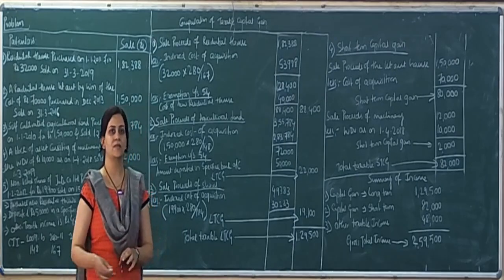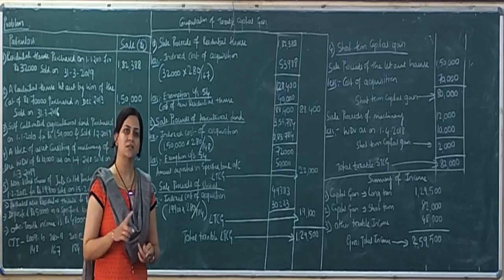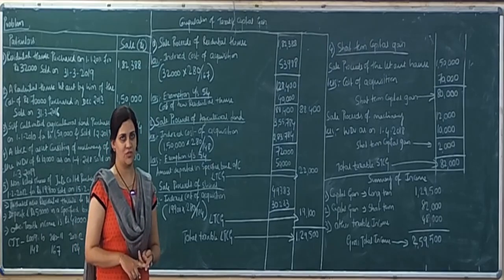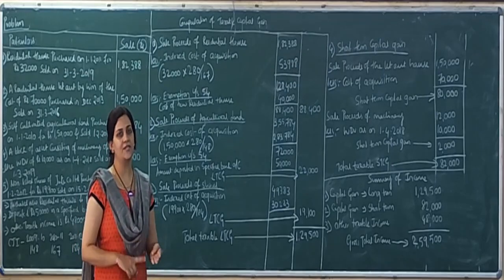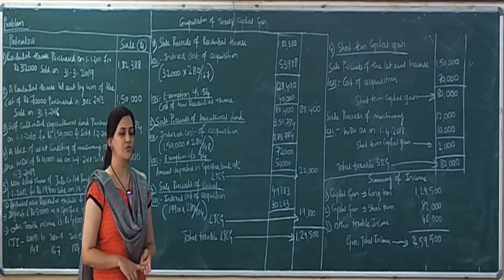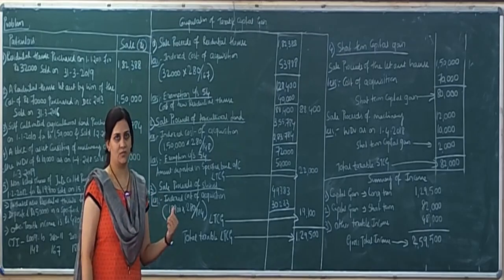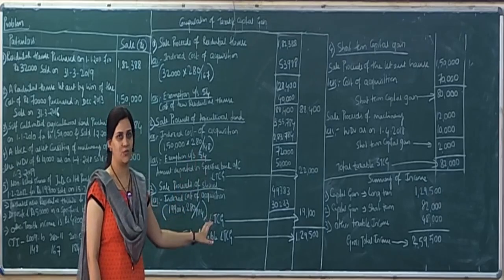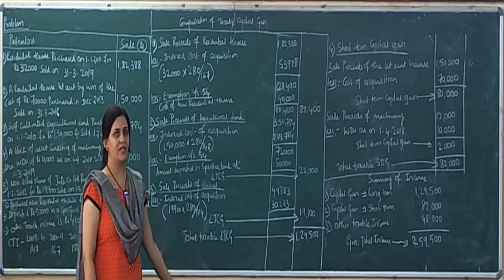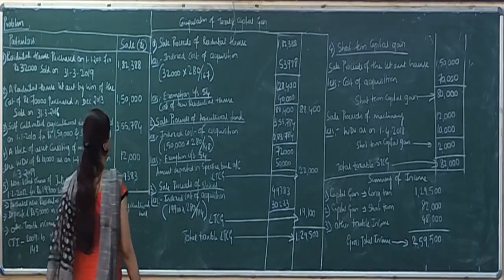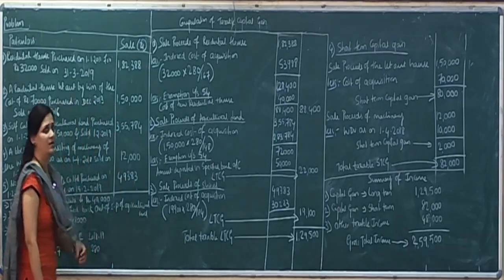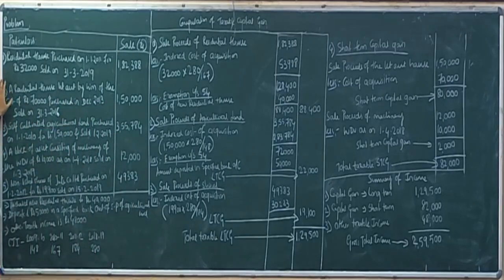Third thing, any amount out of sale proceeds, if it is deposited in a specified bank account, even that will qualify for the exemption. So these are the three kinds of income which will qualify for the exemption under section 54. Even that has to be considered while solving the problem.